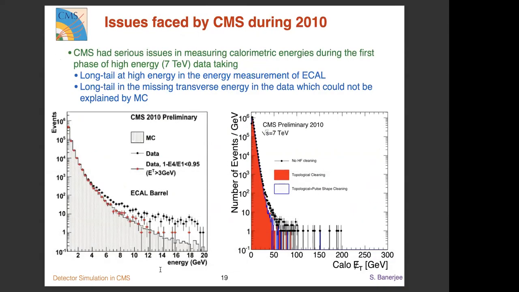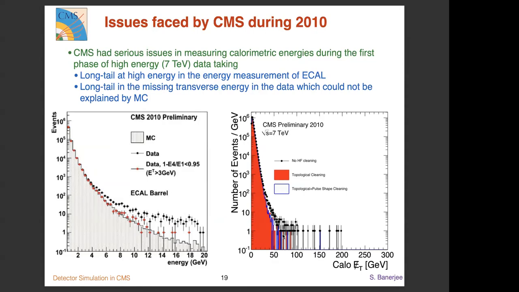But it came back to us, not to that particular task force, but it came back to CMS during 2010, when the energy of the LHC moved from 2 TeV to 7 TeV. We found out two things. We found a long tail at the high energy for the energy measurement in ECAL. You could see the black points are data, and the model is somewhere over here. The black points and the model cannot explain each other. We have a large excess at the high energy.